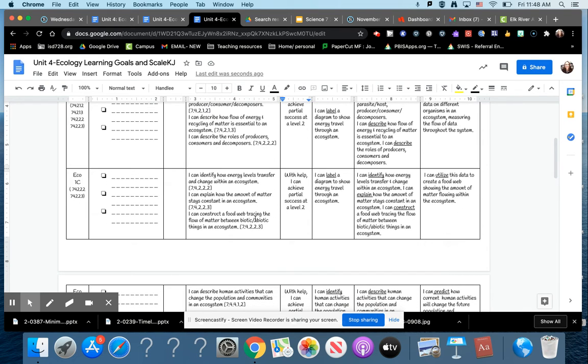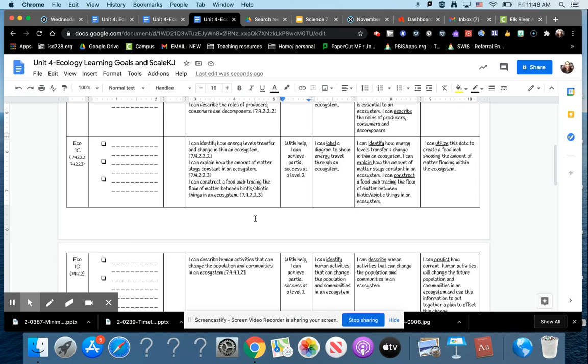Ecology 1C: I can identify how energy levels transfer and change within an ecosystem. I can explain how the amount of matter stays constant in an ecosystem. I can construct a food web tracing the flow of matter between biotic and abiotic things in an ecosystem. So read through and choose which one you are at.